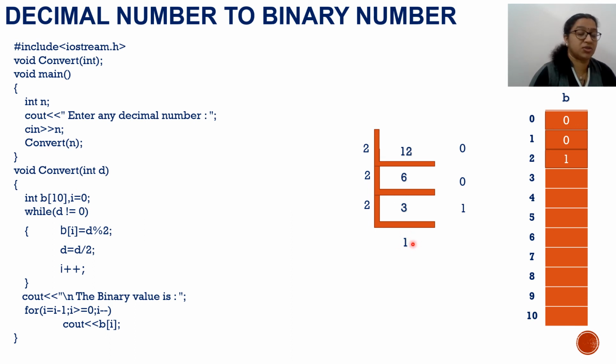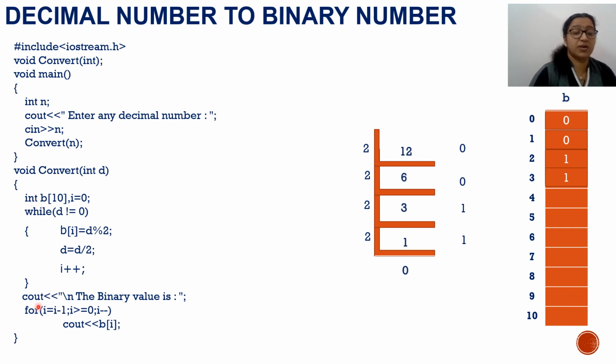It's not equal to 0. So again, d is not equal to 0. So we want to divide it again by 2. So now we'll get 0 as the quotient and the remainder as 1. So this 1 is stored in the index number 3. That means 4th position of this array. Now d is equal to 0. While d is not equal to 0, only then we want to do this process. But now d is equal to 0. So now we are exiting from the loop.